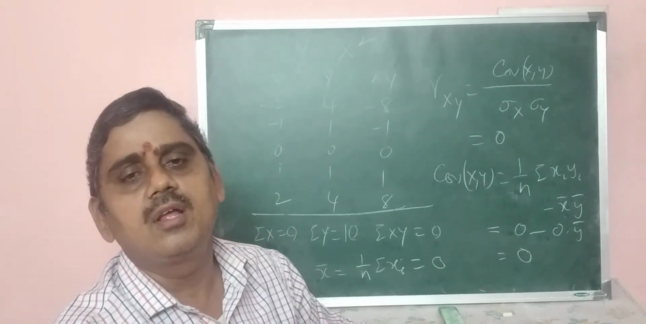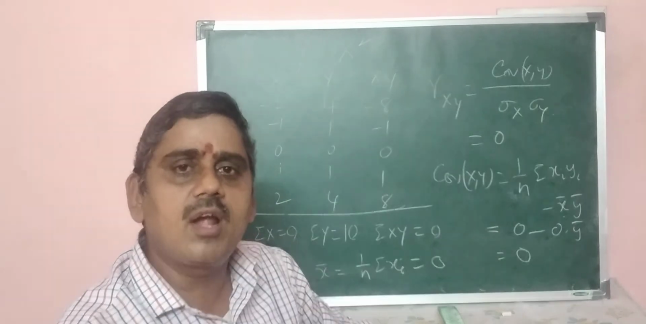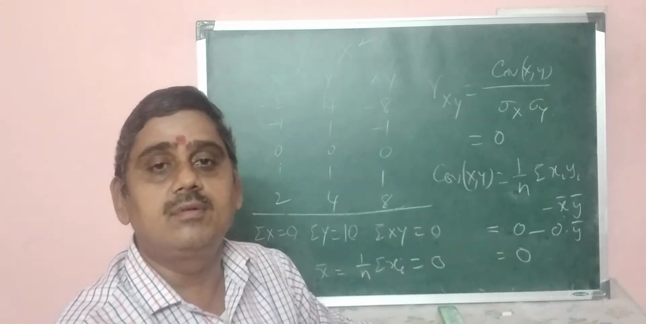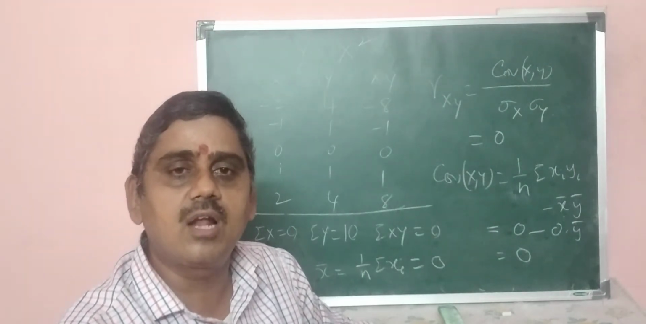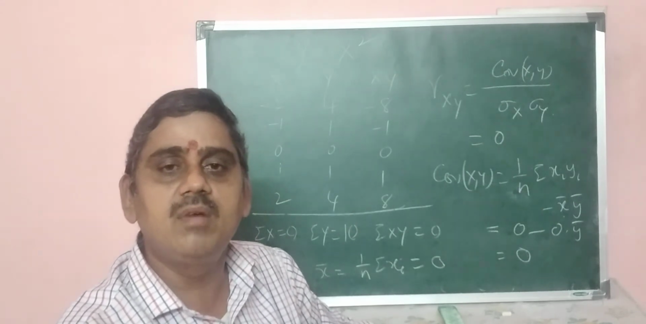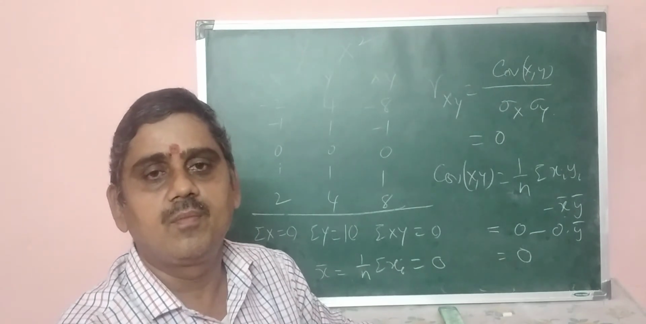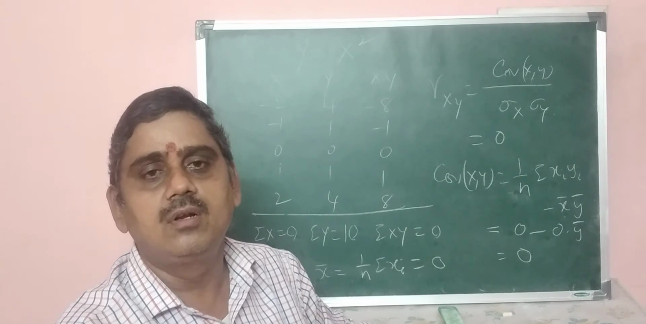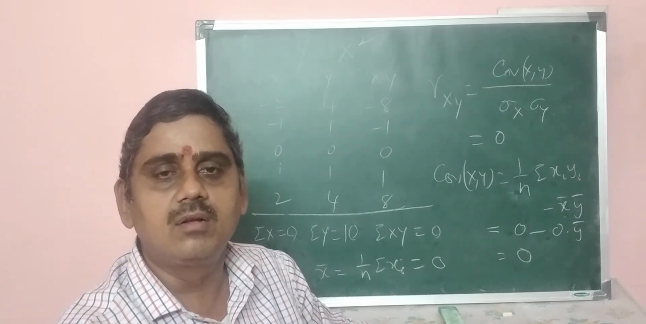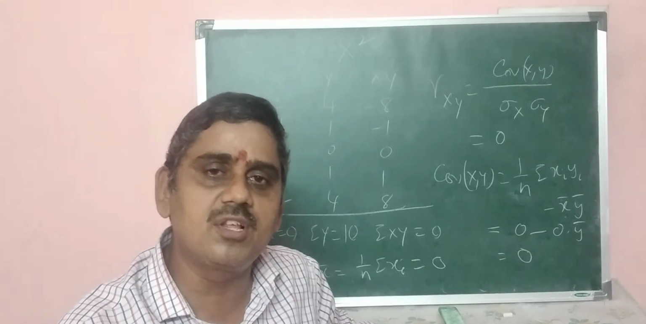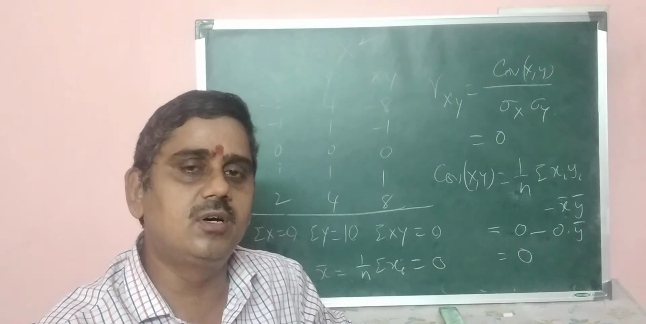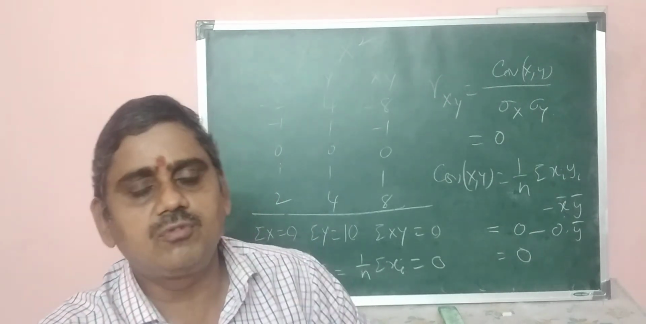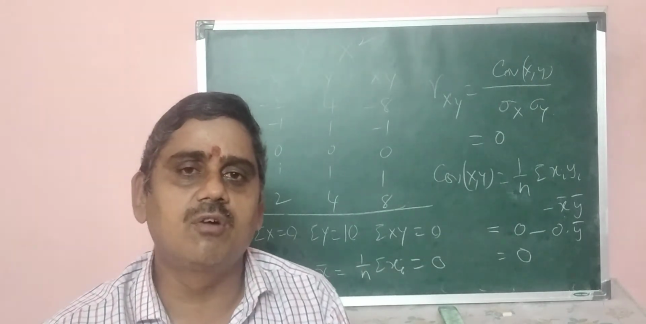The fourth property: two independent random variables are uncorrelated, which means there is no correlation between two independent random variables. The converse is not true. That is, two uncorrelated random variables need not be independent. So these are the four fundamental properties of correlation coefficient. I hope you follow it, you understand it, right? So which are the four important fundamental properties of correlation coefficient? Thank you.